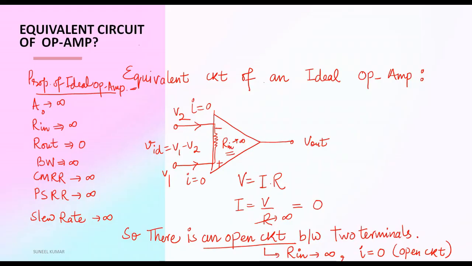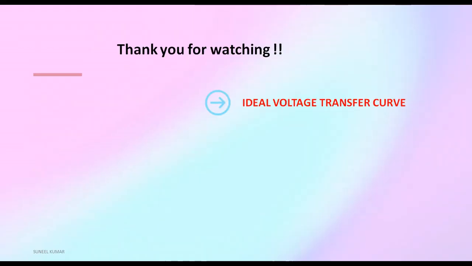In the linear applications that we will study ahead, while analyzing them we will remember that we need to consider all these conditions, that input resistance is infinite, output resistance is 0, and only then will we do the analysis. So this is all about the equivalent circuit.